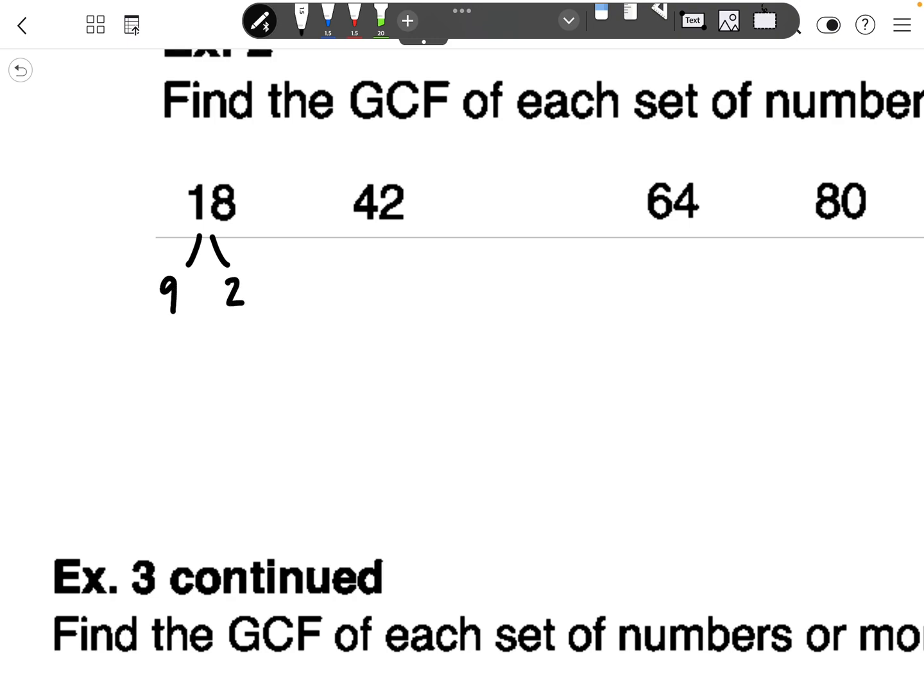And then as long as something's prime, and it can't be broken down to anything else, I can stop. But if it's not prime, I'm just going to keep going. So 2 is prime, 9's not. 9 can be 3 and 3. So now I have all primes, 3, 3, and 2.